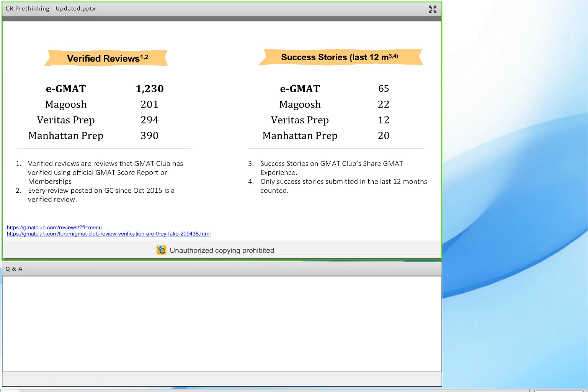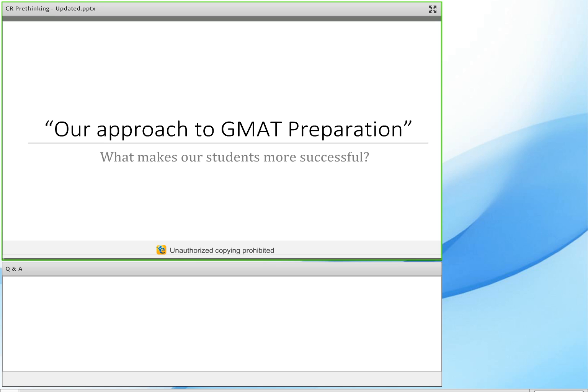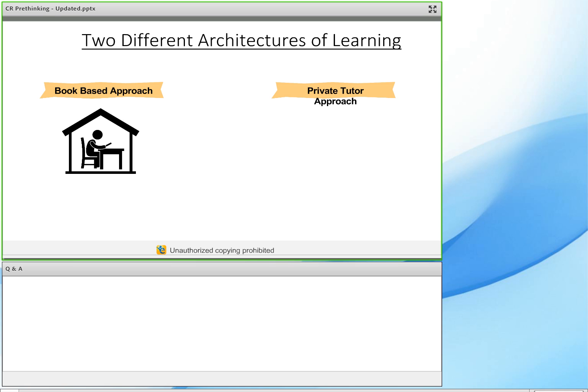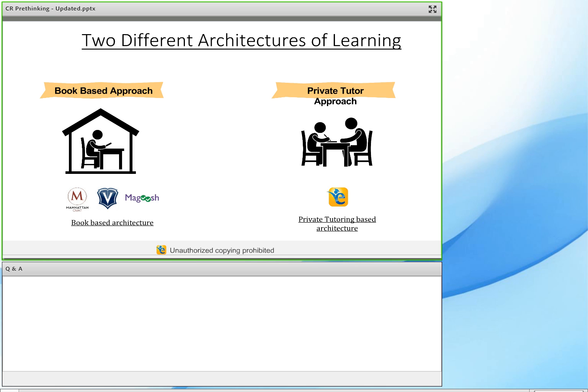So what makes our students more successful, or rather, what causes the success? If there's one thing which differs us from other prep companies, it is our approach to GMAT preparation, which is the architecture of learning that we provide. And to understand this difference, let's understand the two dominant architectures of learning that exist today. The first is what we call a book-based approach, and the second one is a private tutoring-based approach. When you look at a lot of the online courses available today, even though they provide audiovisual instruction, even though they provide quizzes and all those things, their dominant architecture is still based on that book-based approach.